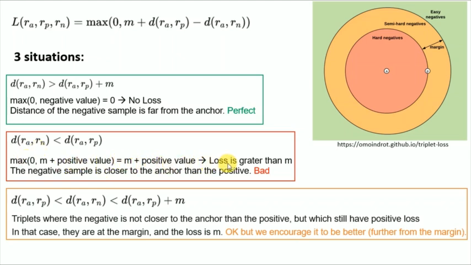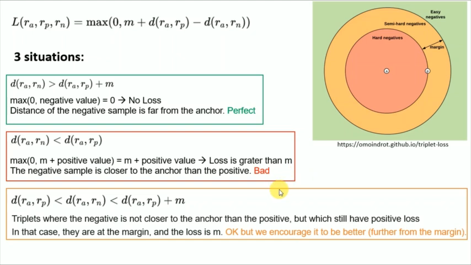That means the loss is greater than m. In this situation, the negative sample is closer to the anchor than the positive one. And this is what we don't want. So this is a very bad situation, and we want to avoid this.